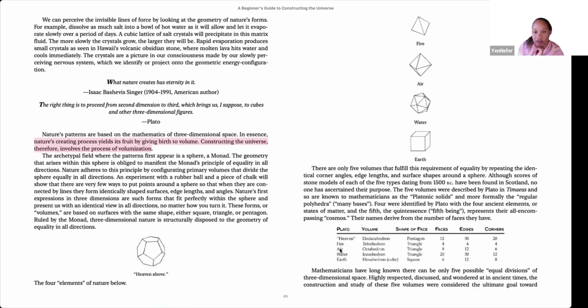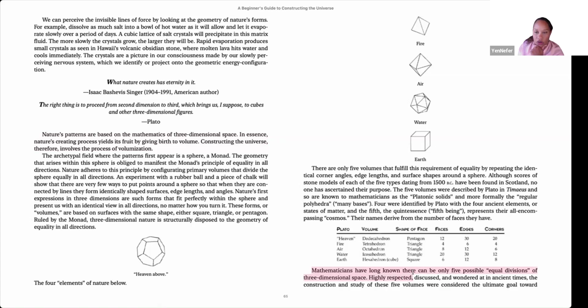So we have heaven, fire, air, water, and earth. Heaven being a dodecahedron, and the shape of its face is a pentagon. We have fire, a tetrahedron, and it has the triangle as the shape of its face. And so does the octahedron, which is air, and an icosahedron, which is water, and a hexahedron, which is a cube, and it has the shape of a square.